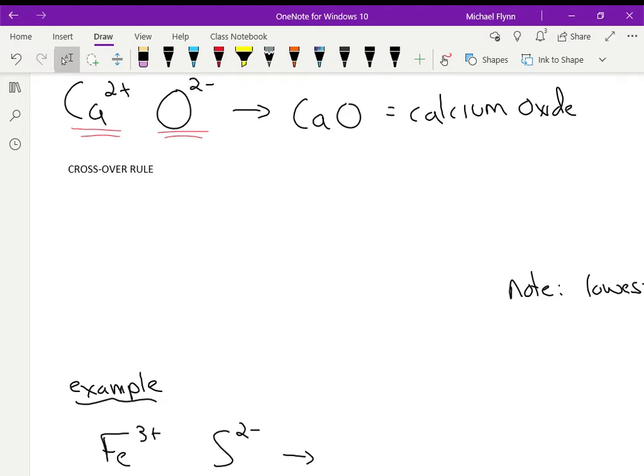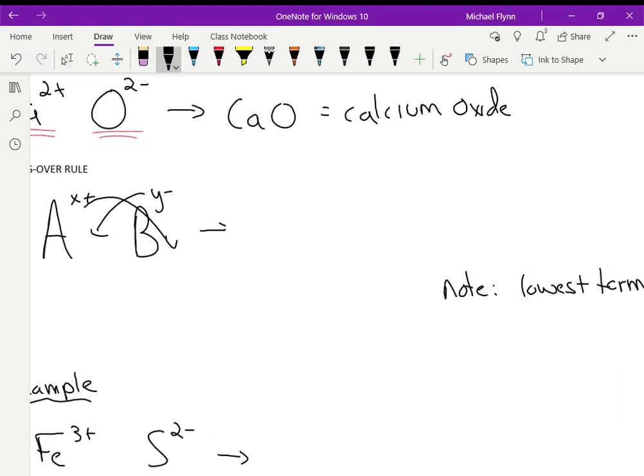So here's A. It has a charge of X positives. And here's B. B has a charge of Y negatives. You can cross these numbers over, and this compound will be AYBX. That's called the crossover rule. I'll show you some examples in a moment. So that's the crossover rule.